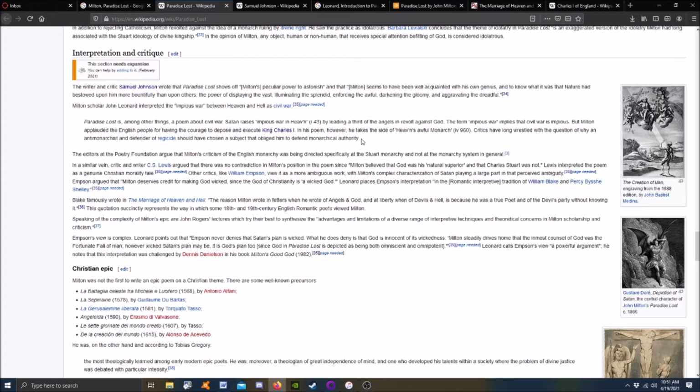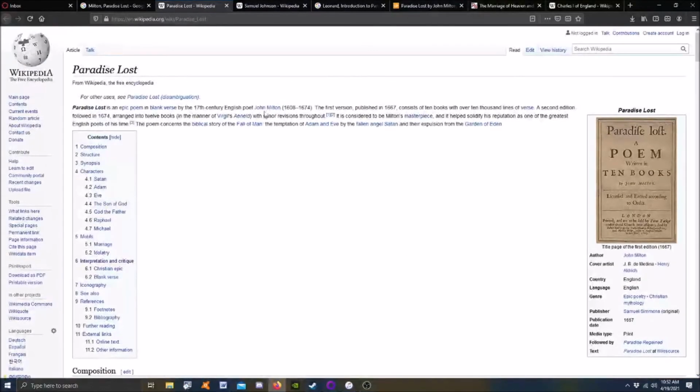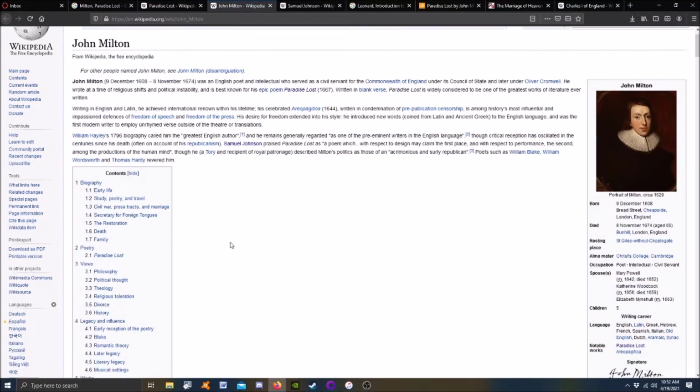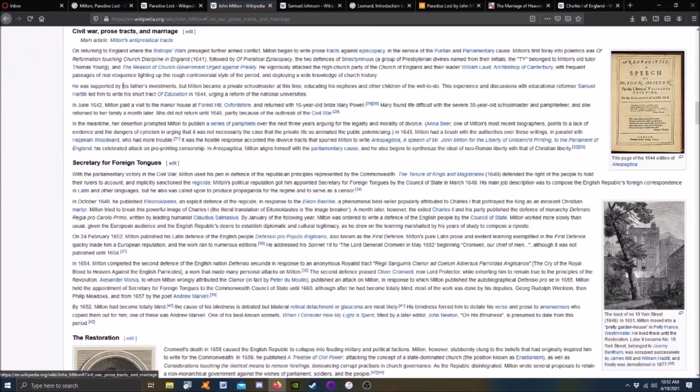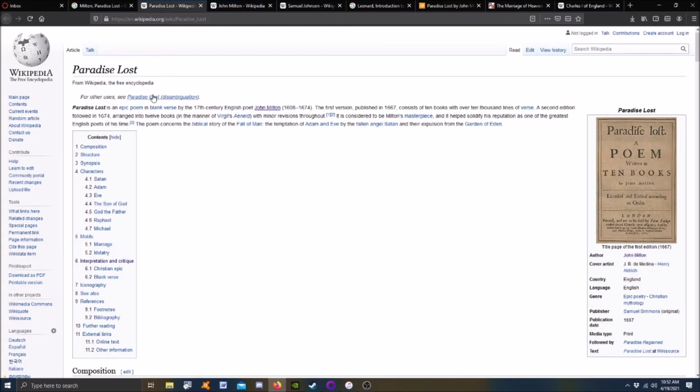And here we come to one of the central discussions surrounding Milton's Paradise Lost. You remember back in my lecture, I argued that Milton was arguing for a pro-monarchist sentiment. But here we find there is apparently historical evidence that Milton was an anti-monarchist. Maybe now would be a good time to go check that Milton page and see what exactly the deal is there. So we have the Civil War, Prose Tracts, and Marriage, and we find out more information about Milton and whether or not he was arguing for or against the Civil War.